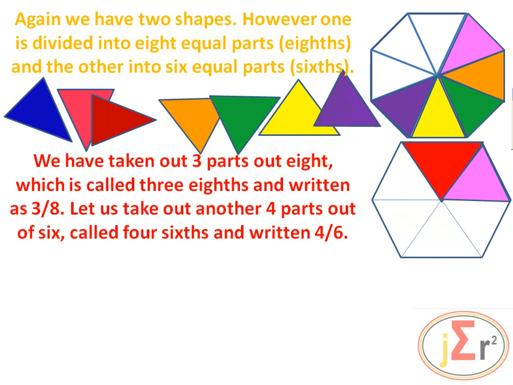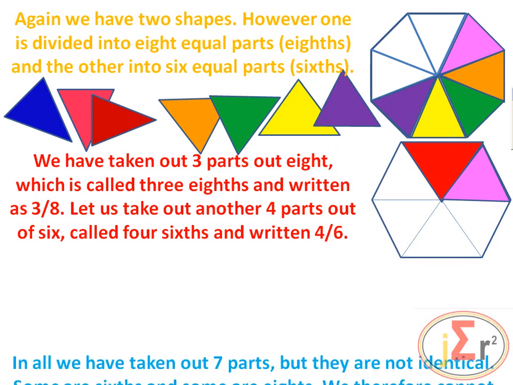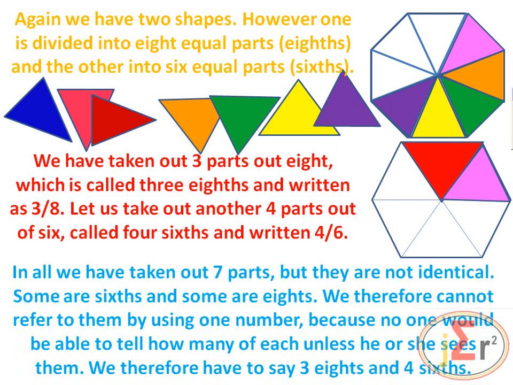No. We have 3 eighths and 4 sixths. Can we just say 7 eighths and 6, Jerry? No. We cannot say that because they are not identical. In all, we have taken out how many parts? 7 parts. We have taken out 7 parts, but they are not identical.